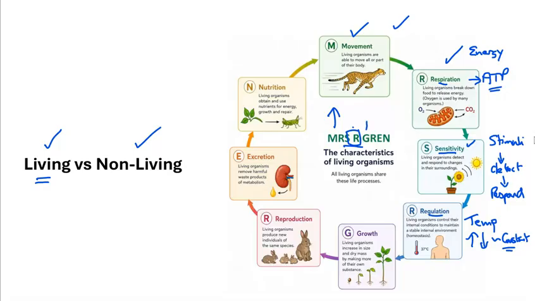We're on to the G of Mrs. GREN, and that stands for growth. All living things get bigger. Their mass increases. Now, this can be seen in two different ways. One is that a cell can simply get larger and larger, and in order to do that, it needs to take in substances to increase its mass.